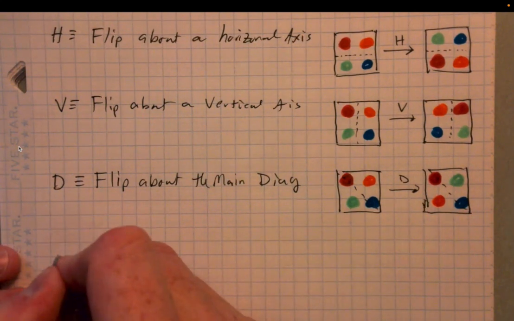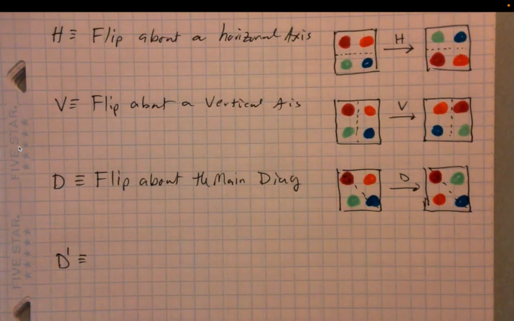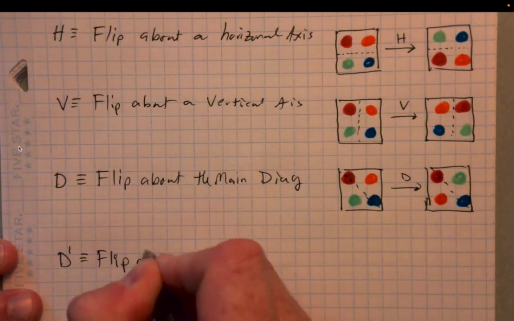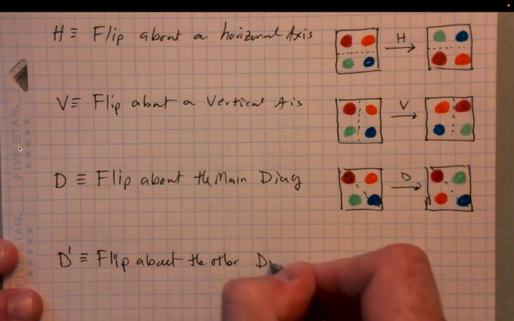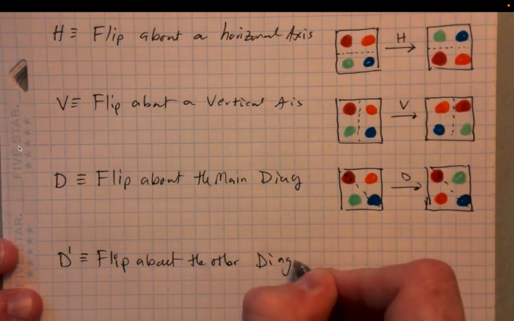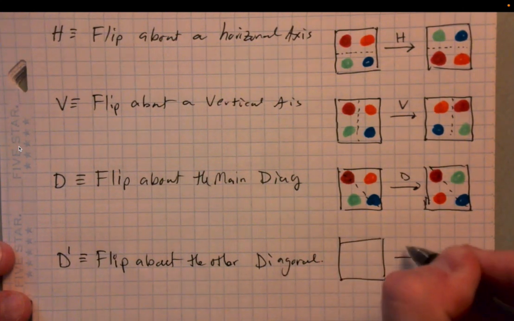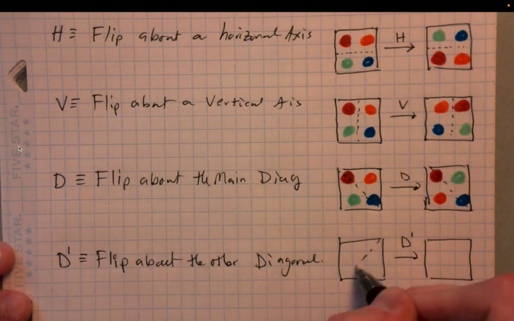And then the last movement is we're going to call it D prime, and it's again going to be a diagonal flip, but it's going to be the flip about the other diagonal. We'll just say the other diagonal, the non-main diagonal. All right, so D prime does this. It's going to flip along this guy.